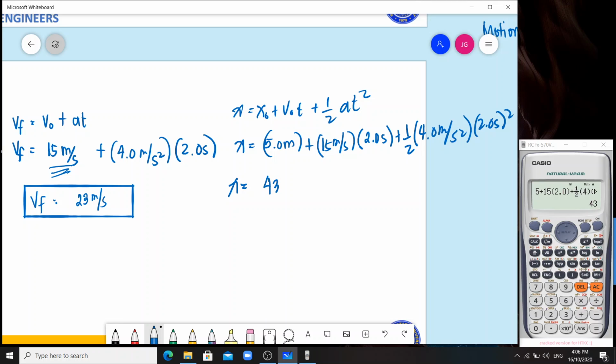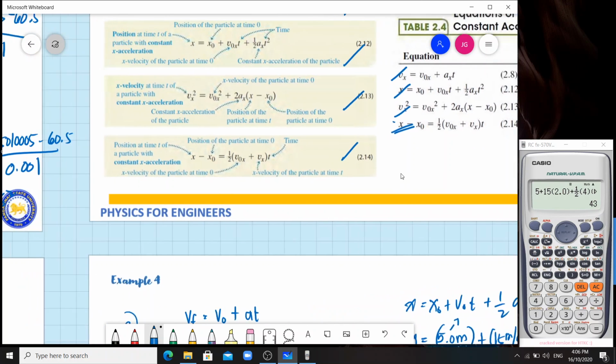Now, let's check kung tama yung significant figure natin. Dito, 2 significant figures. Ito is two significant figures. Ito ay two significant figures. Pero this one, 15 times 2, this is 30. Ito ay 5.0. So, we just have to follow yung walang decimal place. 43 meters. Now, okay na tayo sa letter A.